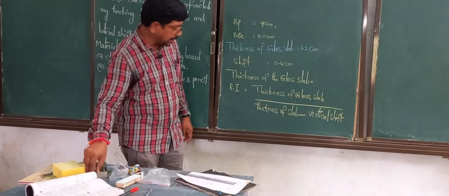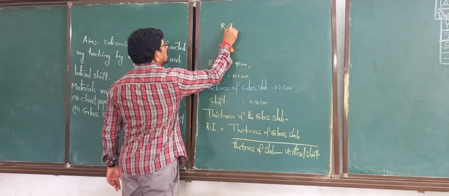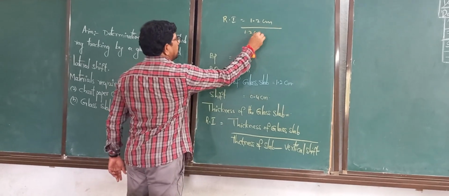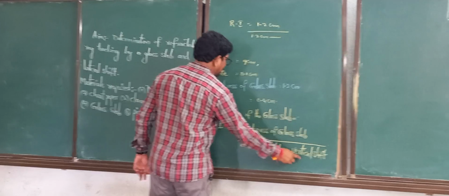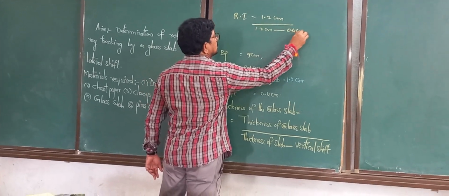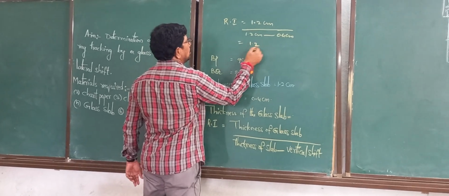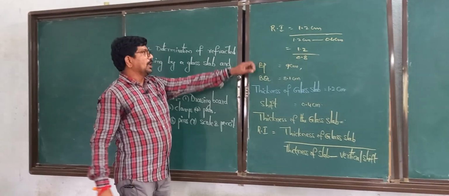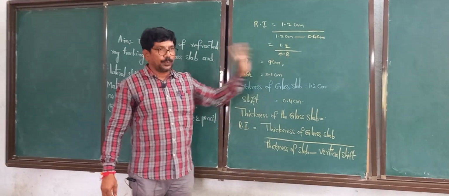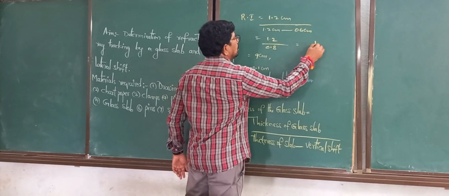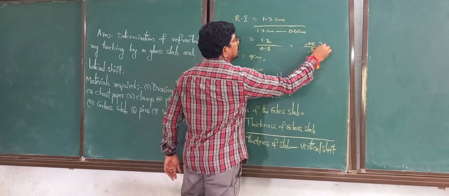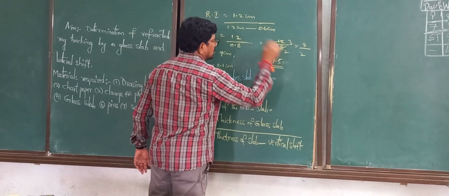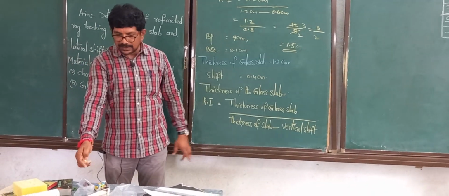What is the thickness of the glass slab? 1.2 centimeters. Here I am writing 1.2 centimeters divided by the thickness of the slab, again 1.2 centimeters, minus the vertical shift. What is the vertical shift? 0.4 centimeters. This is equal to 1.2 divided by 0.8. 1.2 minus 0.4, you will get 0.8. Now it is nothing but 12 divided by 8, which is 3 by 2, that is 1.5. So the refractive index of the glass slab is equal to 1.5.